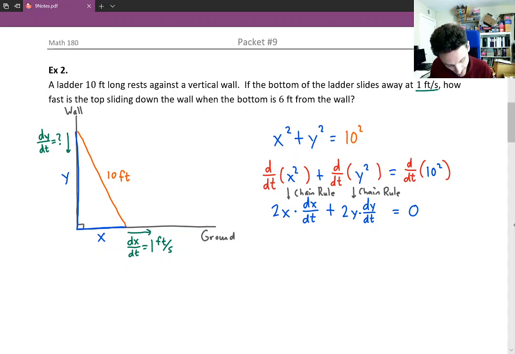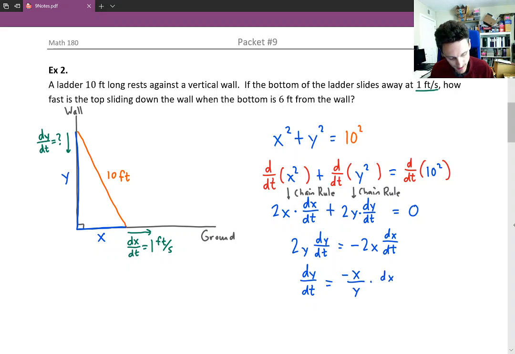So we can solve for dy dt by subtracting the 2x dx dt, and then dividing both sides by 2y. Notice the 2's cancel on each side. We could divide both sides by 2 to get rid of those. And then we have negative x over y times dx dt. Okay. So at this point we have dy dt solved for.